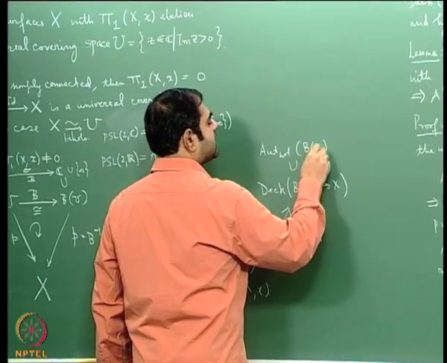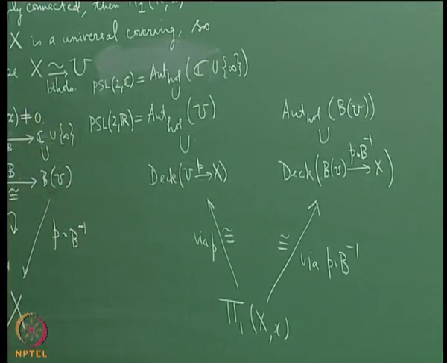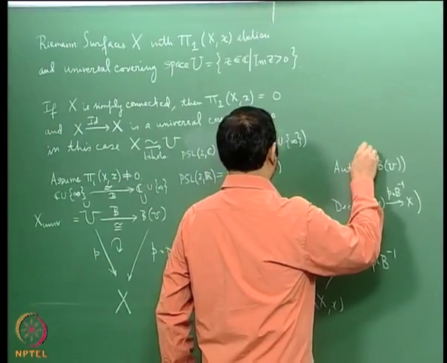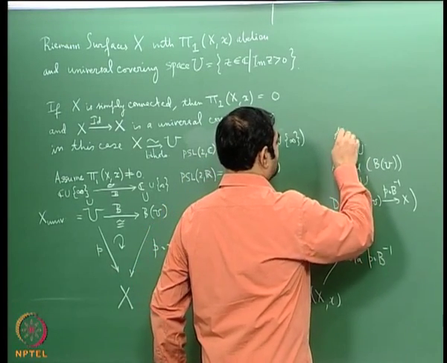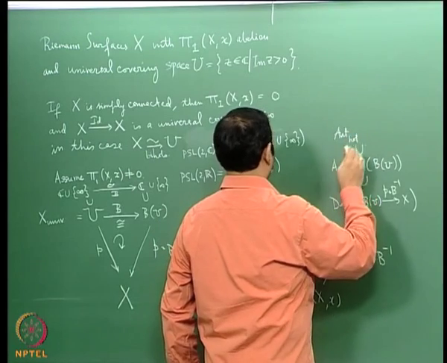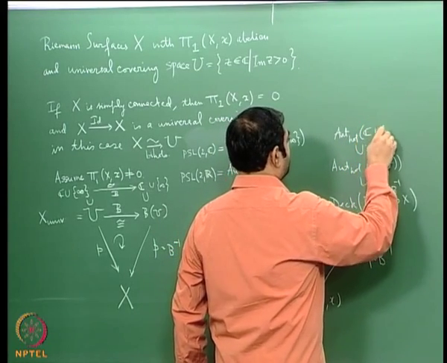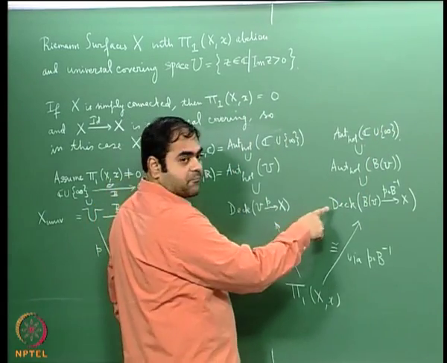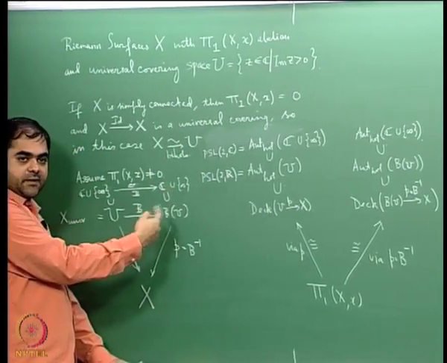B of U is some domain in the complex plane which is biholomorphic to U, and of course this is again contained inside the automorphism group of all possible Moebius transformations. And what is this map? So how do you get a deck transformation here?